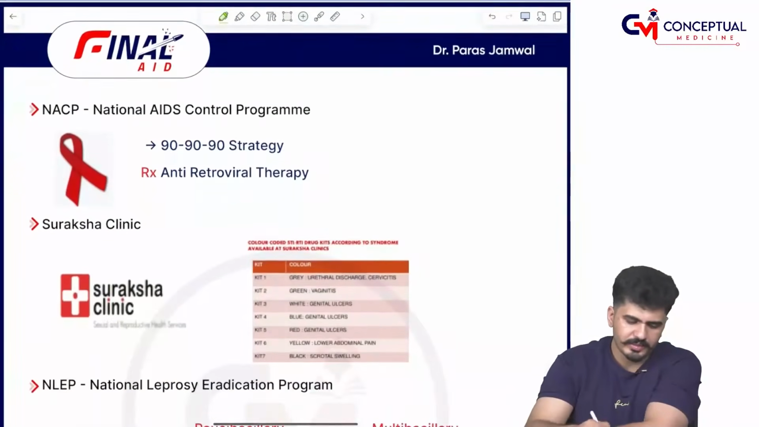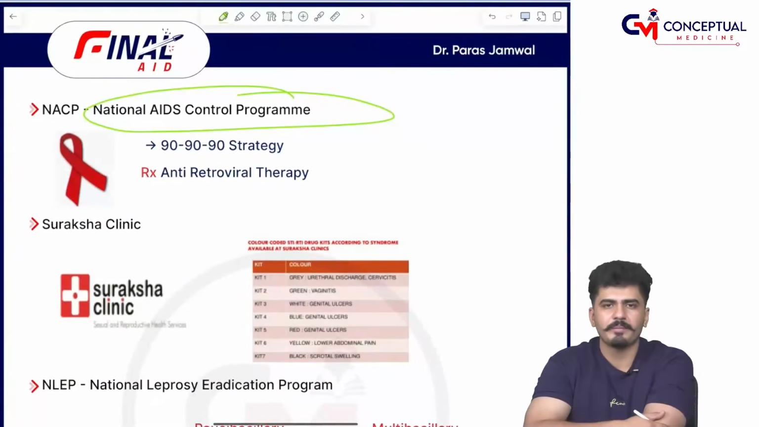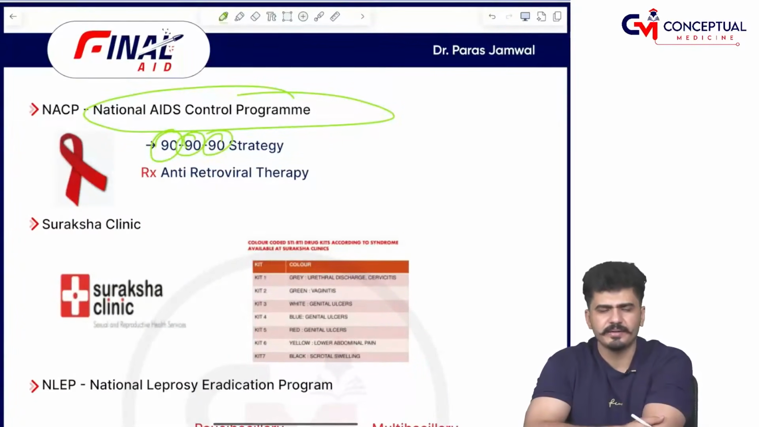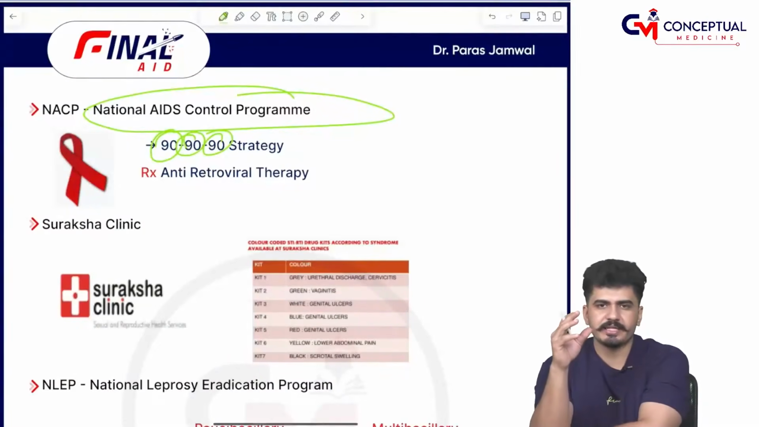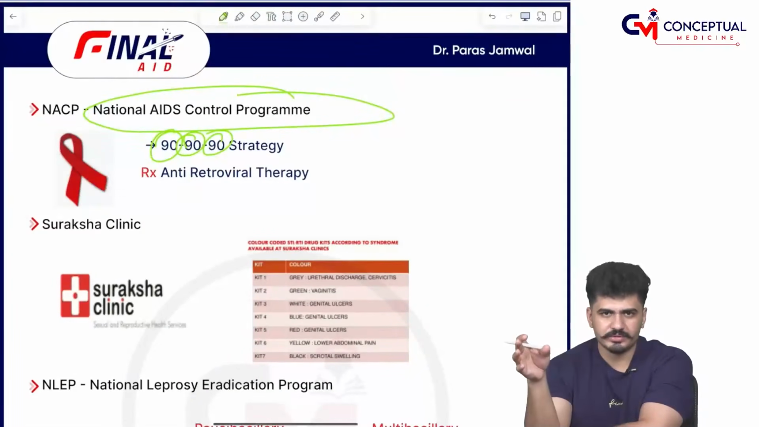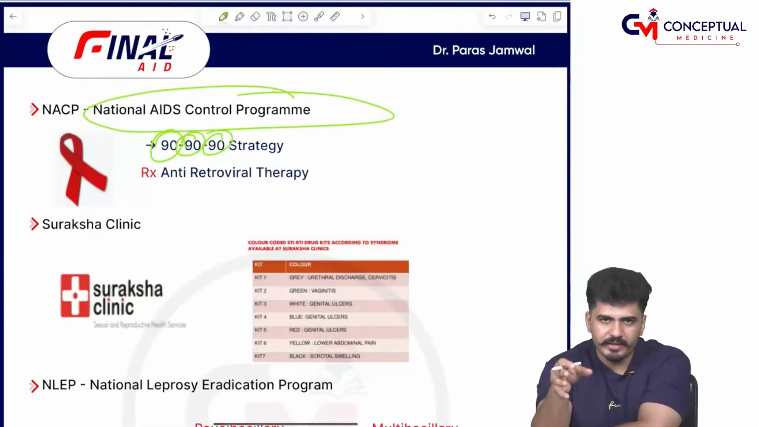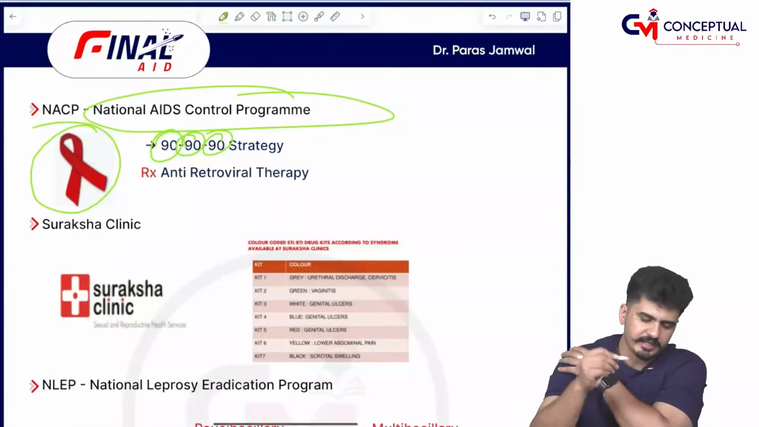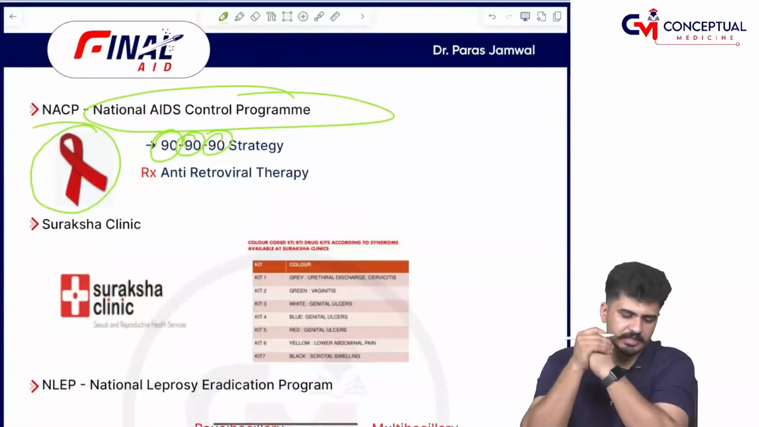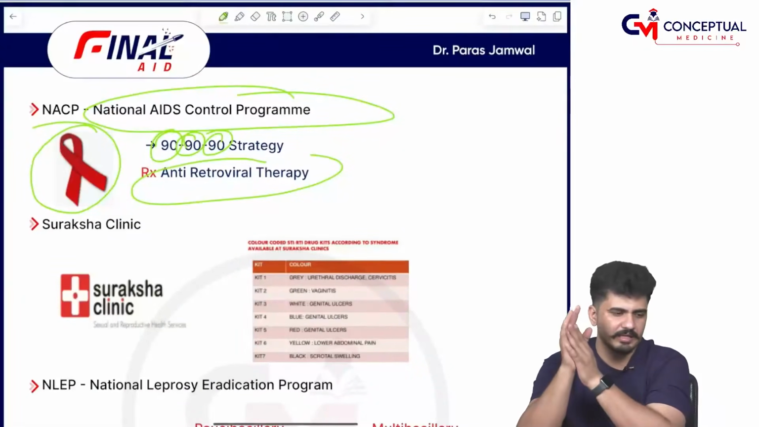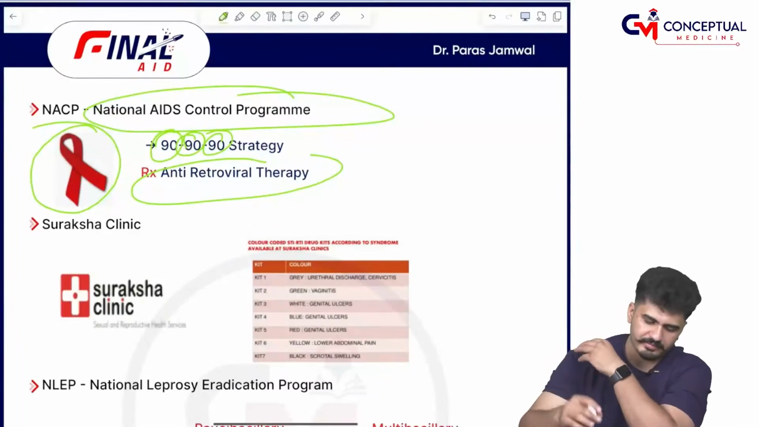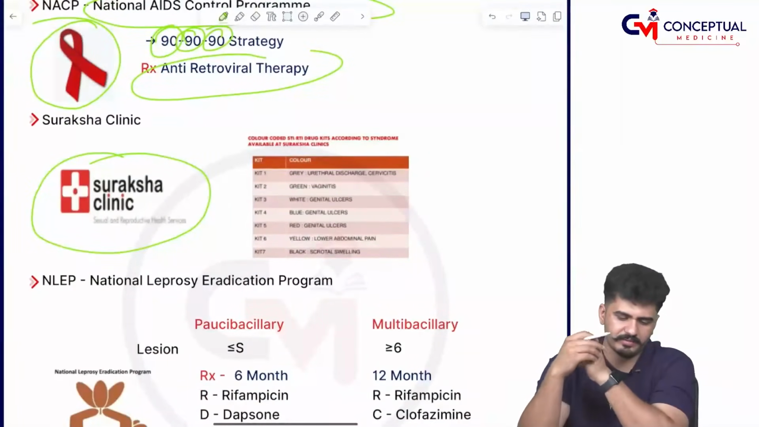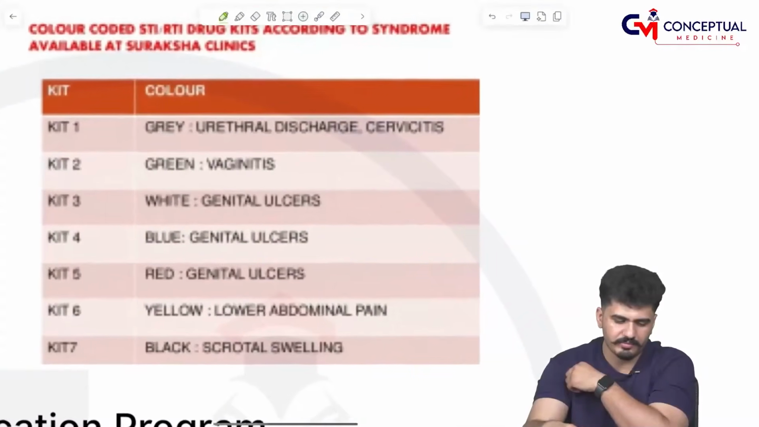Now coming to the next one, the National AIDS Control Program. Here we check the 90-90-90 strategy. What is this strategy? It says 90% should be diagnosed, 90% should be on treatment, and 90% should have viral suppression. And this has a red color ribbon. Treatment for this is antiretroviral therapy. Different therapies are given to this patient. The ICTC clinic logo has been asked once, my dear friends.